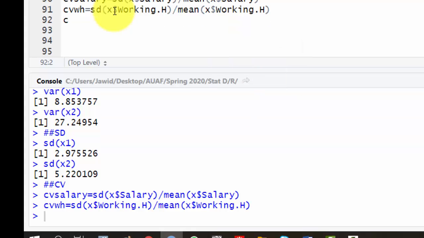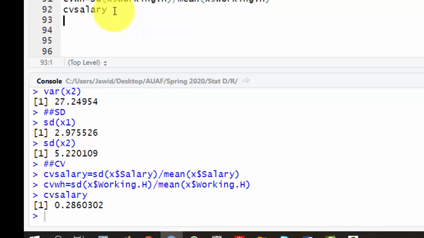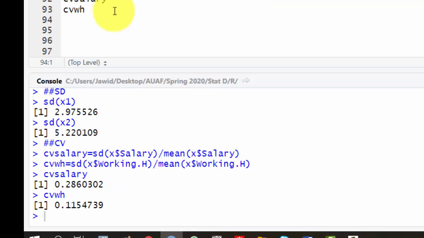Run this. CV of salary, let's see how much this is, 0.28, and CV of working hours is 0.11, meaning that the amount of variation in the variable salary is higher compared to working hours. Differences in the salary are much higher than the differences in the working hours.